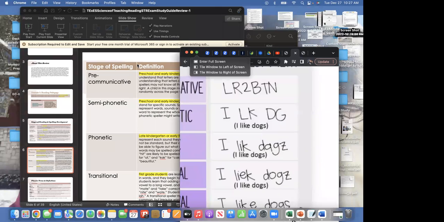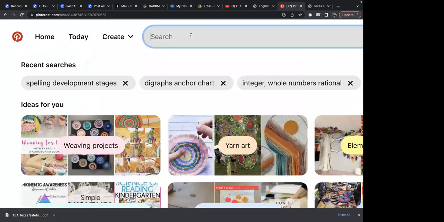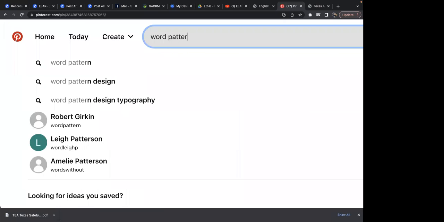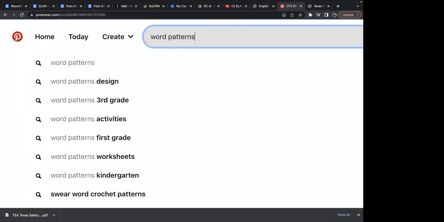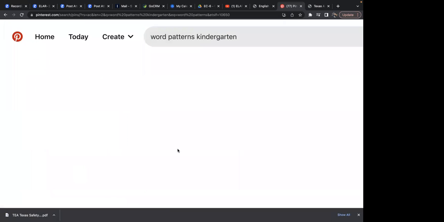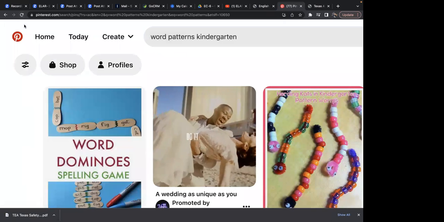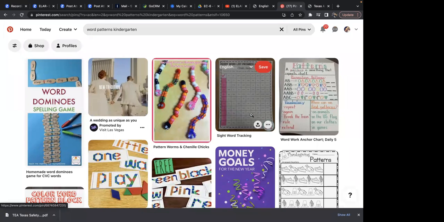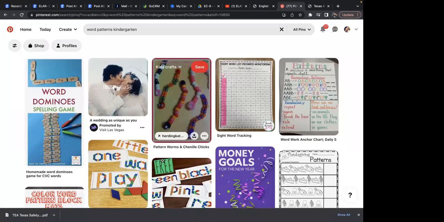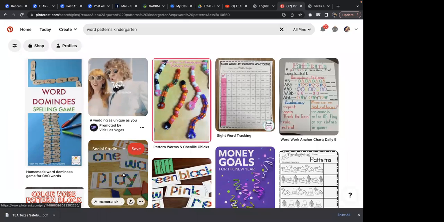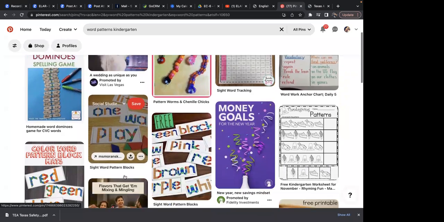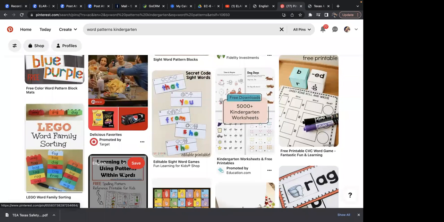I'm just going to look at the, let's see, I'm going to do word patterns. That's too kindergarten. Pinterest is one of the best sort of resources for finding really cool ways for you to do activities.